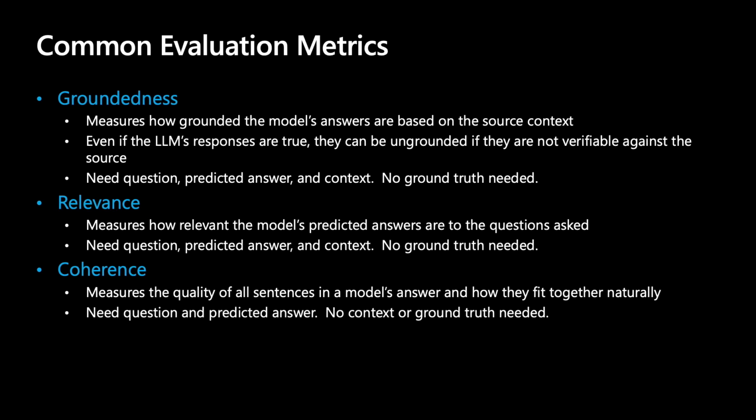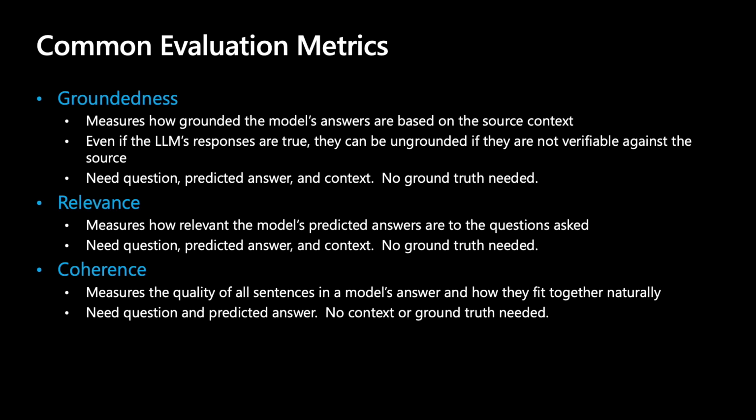Groundedness allows us to measure how grounded our responses are based on the context provided. So even if the LLM generates a true response and doesn't hallucinate, the response could get a low groundedness score if it can't be verified against the source context. Relevance measures how relevant the answer is to the question. Again, the response could be true but score low on relevance if it does not address the question. And finally, coherence measures the quality of the response as a whole and if it flows together naturally.